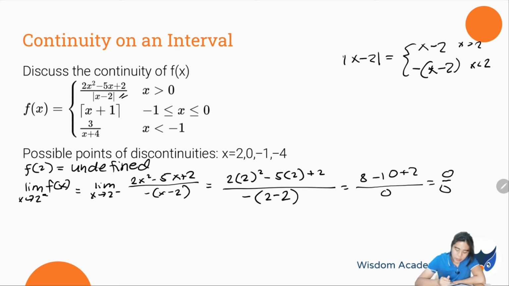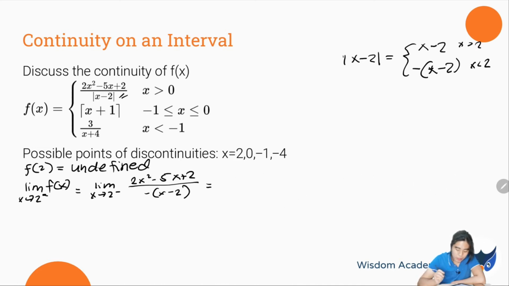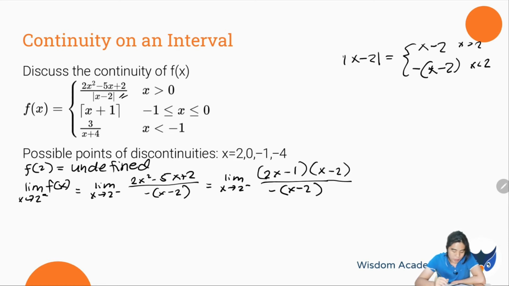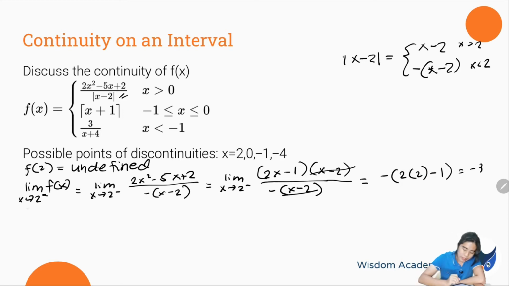So, since it is an indeterminate form, kailangan muna natin siya i-factor out para makita if meron tayong makakancel. So, pwede na natin i-cancel out si x minus 2. Matitira tayo sa negative 2x minus 1. So, using direct substitution, makukuha natin na 2 times 2 minus 1. So, 4 minus 1, 3. This will be negative 3.